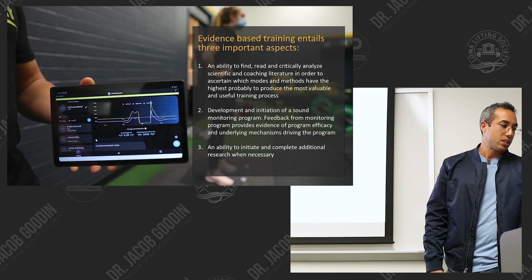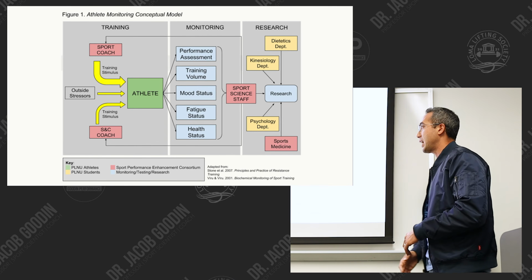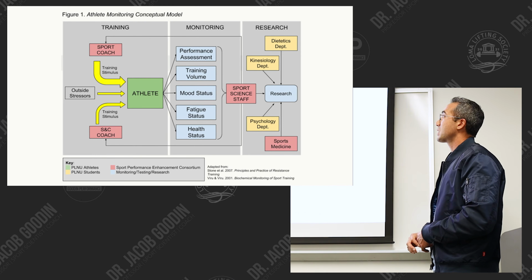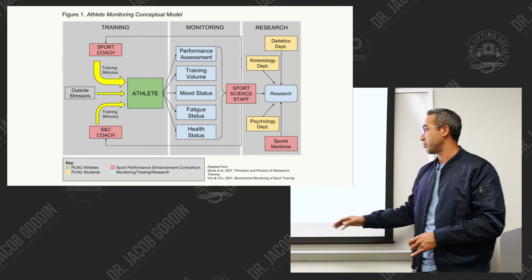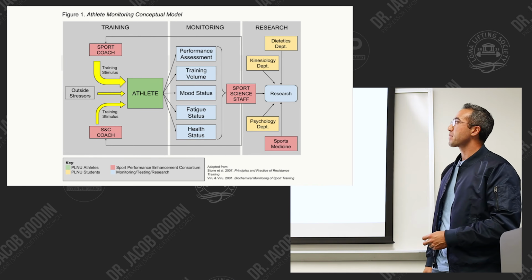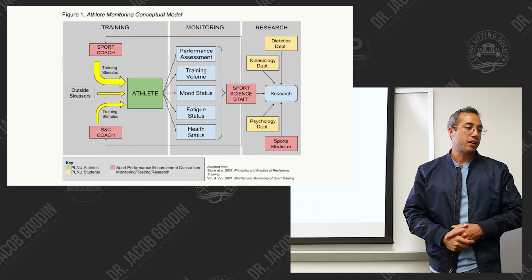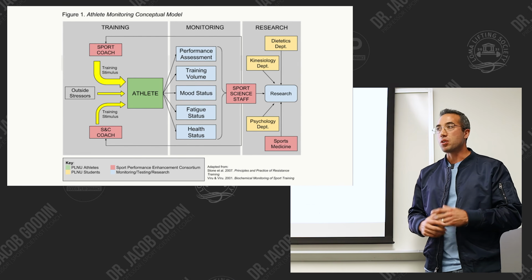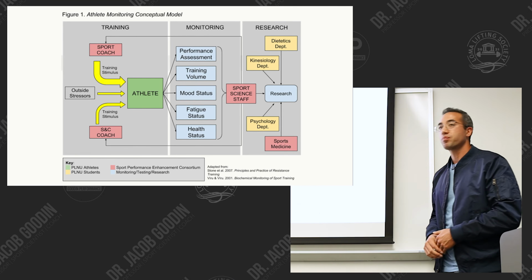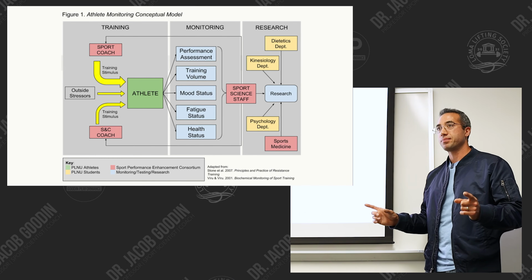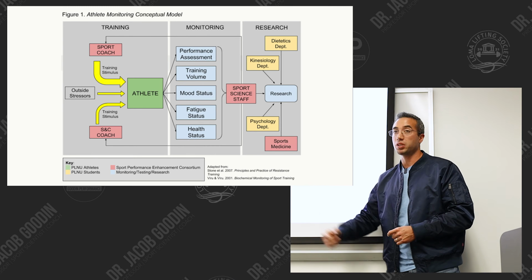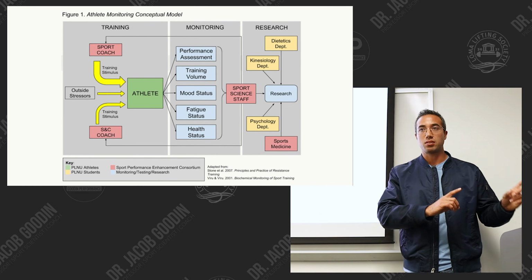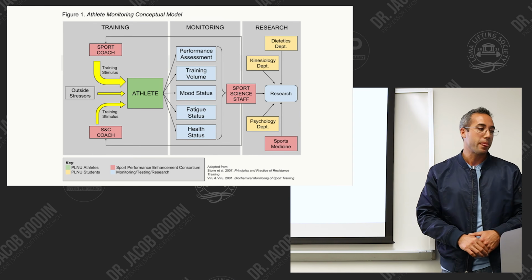So here's what it looks like currently at Point Loma. This is our athlete monitoring conceptual model. This was adapted from Dr. Stone's work. So we have training, we have monitoring, and we have research. Notice that everything is labeled and everything is accounted for. Okay, this is an idealistic goal. We're not quite here yet, but we've made really big strides toward here from the black box approach previously.